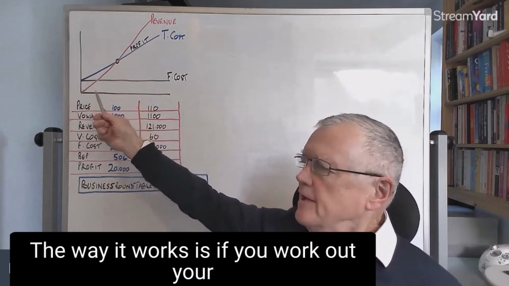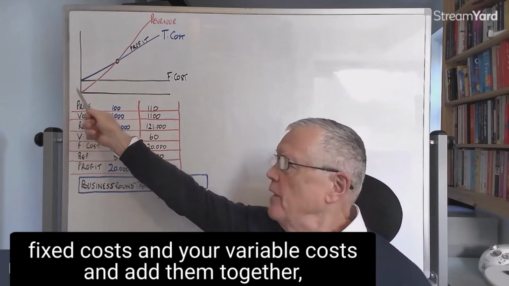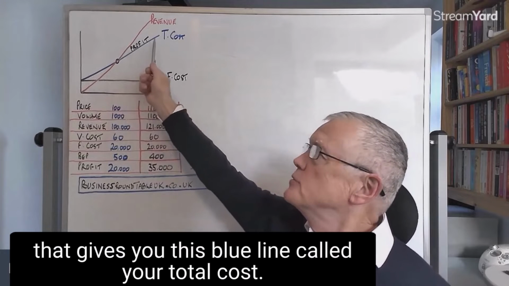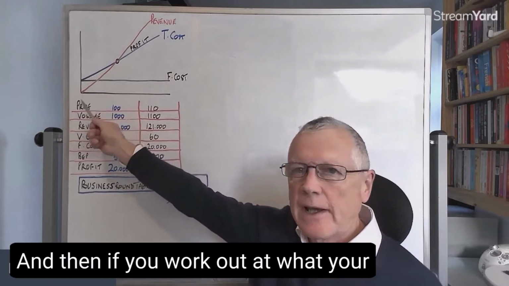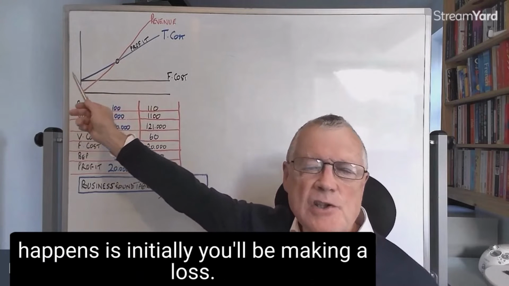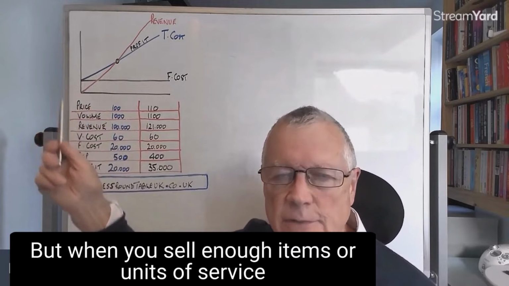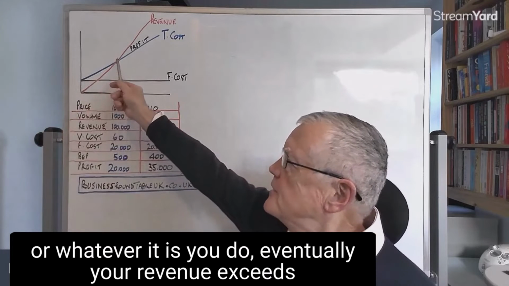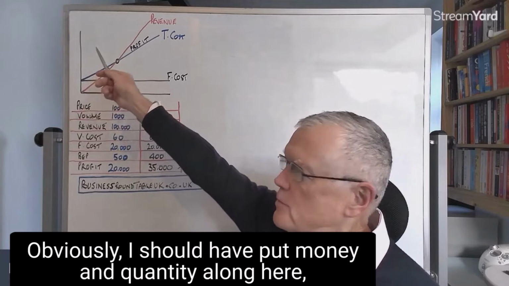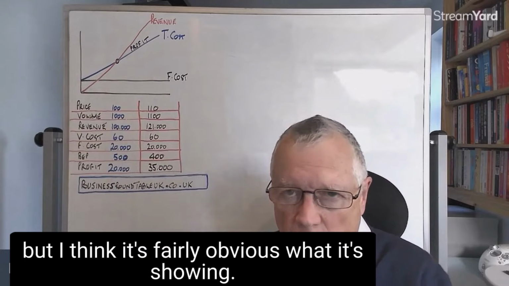What I have here is called a break-even chart. The way it works is if you work out your fixed costs and your variable costs and add them together, that gives you this blue line called your total cost. Then if you work out what your revenue looks like, which is the red line, initially you'll be making a loss, but when you sell enough items or units of service or whatever it is you do, eventually your revenue exceeds your costs and you start to make a profit. Obviously, I should have put money and quantity along here, but I think it's fairly obvious what it's showing.